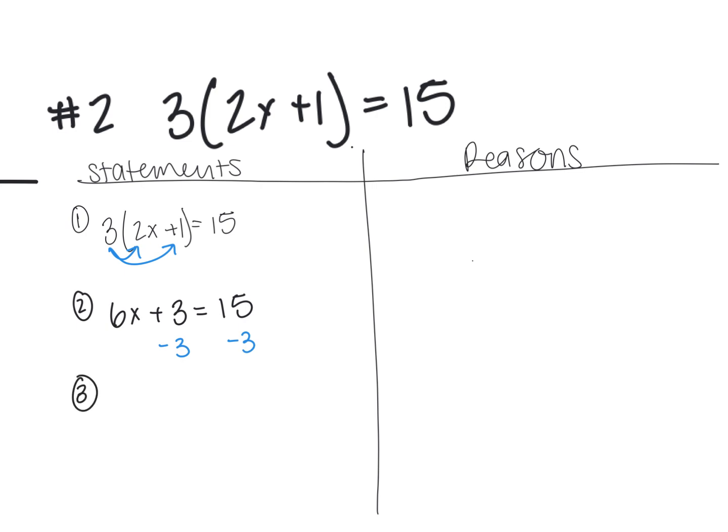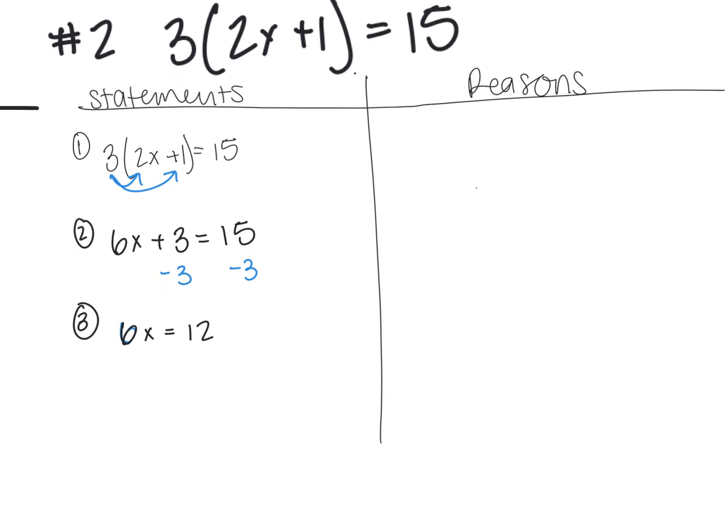I am going to get 6x equals 12. And then what should I do next? Divide by 6. Divide both sides by 6. Perfect. And x is going to equal 2. Okay, let me go back and let me go ahead and write my reasons.